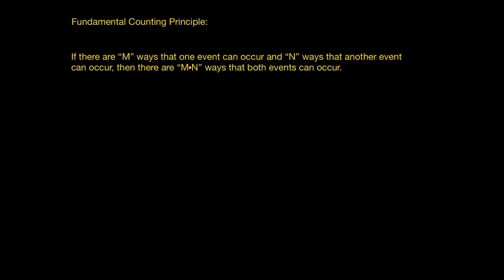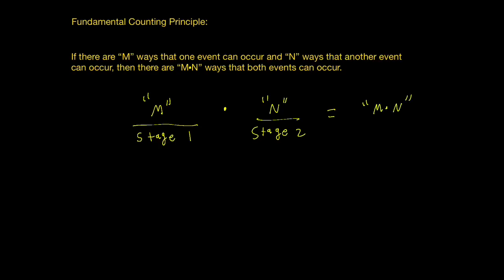So for example, if we go back to that topic of stages, if we have stage 1 and if we have stage 2, if we have m ways in which stage 1 can occur, and if we have n ways in which stage 2 can occur, to get all possible possibilities, we would just multiply them together and have m times n outcomes. So let's apply this with a couple of examples here.